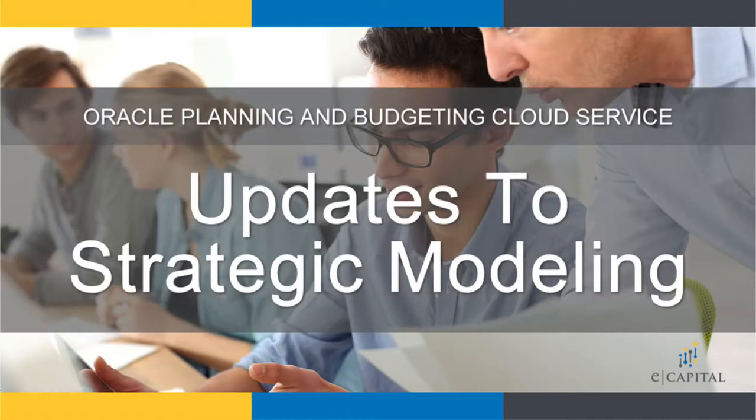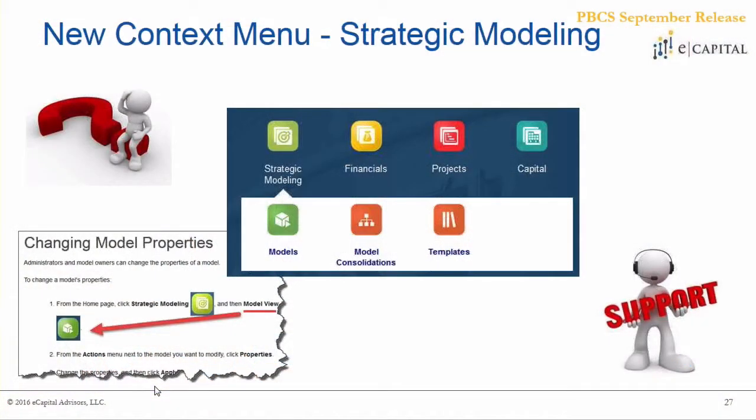So these last couple ones are going to be all around strategic modeling. So the first one, very simple. The context menus are supposed to have changed. So we were looking in our test environment this week, and basically underneath that strategic modeling, where it says models and models consolidations, those names were supposed to switch to contain the word view afterwards. Very simple process. We don't see that in our environment.